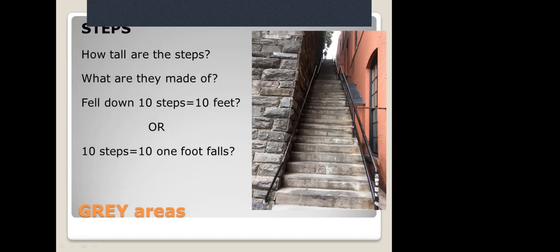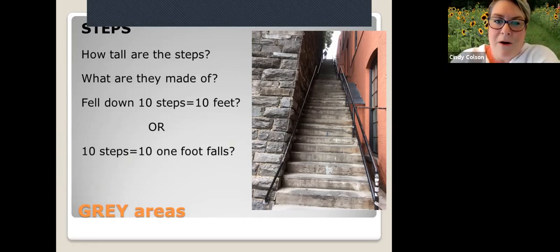Great. So steps. I feel like steps are the bane of any trauma center's existence, whether they are doing pediatric or adults. Because everybody knows triple the height or 10 feet. But if you fall downstairs, is it really a fall? How tall are the steps? What are the steps made out of? Are they covered in carpet? Are they made out of concrete? Are they super steep steps? When you fell off the steps, did you fall down each step? So is it a 10-foot fall or is it ten 1-foot falls?